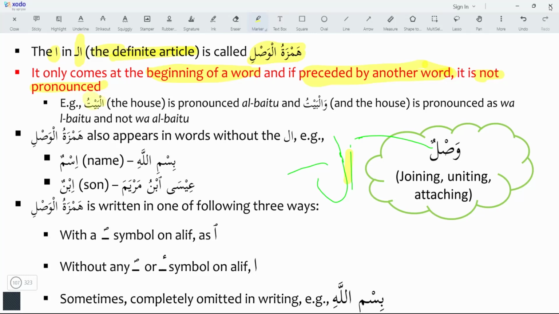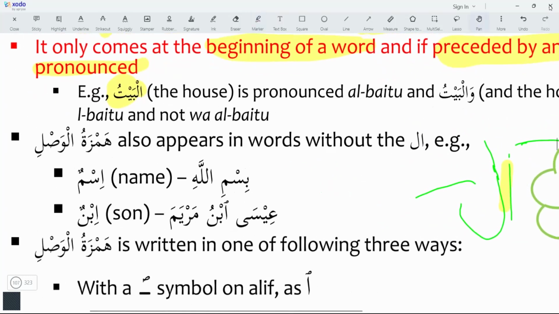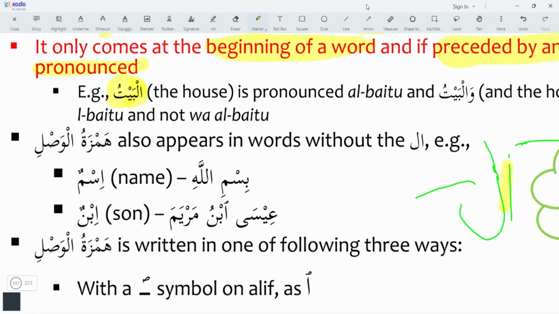Al-baytu. So we are pronouncing the Hamzatul Wasal in al-baytu, because before this Hamzatul Wasal there is no letter. So we will pronounce this Hamza. The house is pronounced al-baytu.